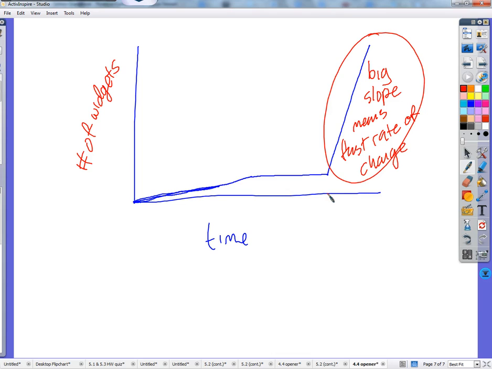Lunch break. My boss is telling me I need to go faster or something. I'm not doing anything, right? Making no widgets. And then after this, I kick it into high gear. I have some Starbucks or something happens, because of your lunch break. I went to lunch and I just got all hyped up on the lunch. Yeah. And I'm making these things quick, the fast rate of change.